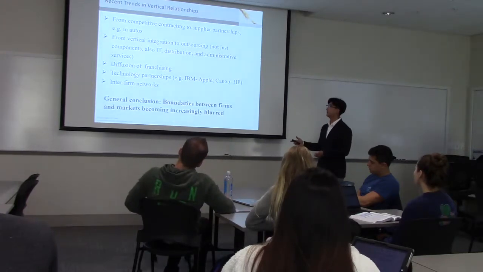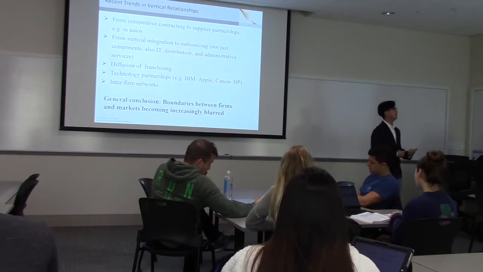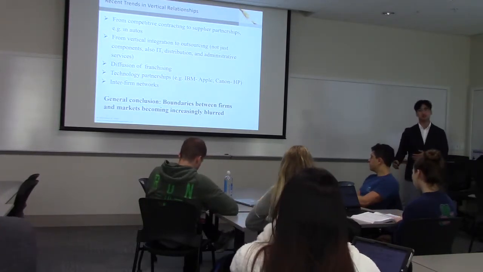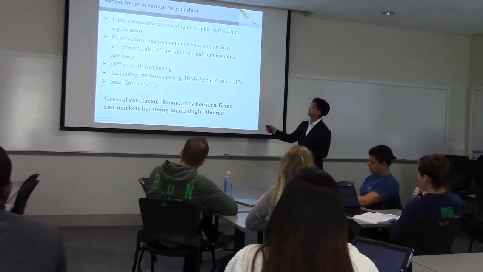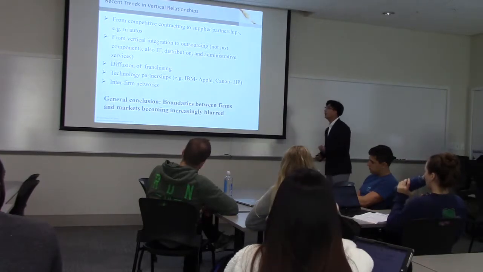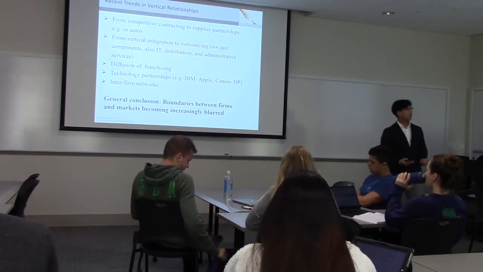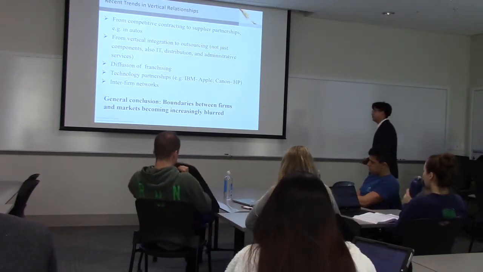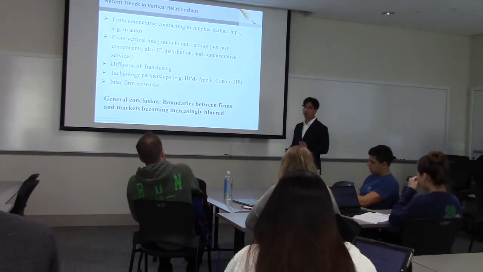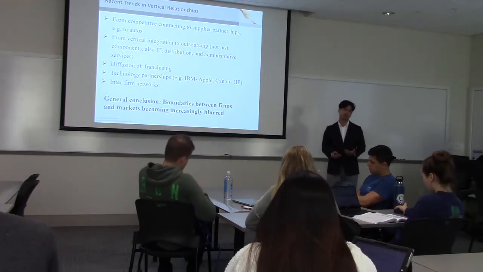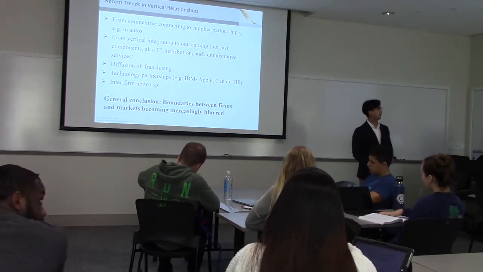Okay. All right, so here are some of the recent trends in vertical relationships. Basically, the recent trend is going from vertical integration to outsourcing and more of a partnership than a contract. You can think about vertical integration to outsourcing in IT, diffusion of franchising, and technological partnerships. IBM and Apple made a partnership; Canon and HP are examples. So the trend here is that boundaries between firms and markets are becoming more blurred, meaning there's less vertical integration and contracts and more partnership and business alliances than anything else.